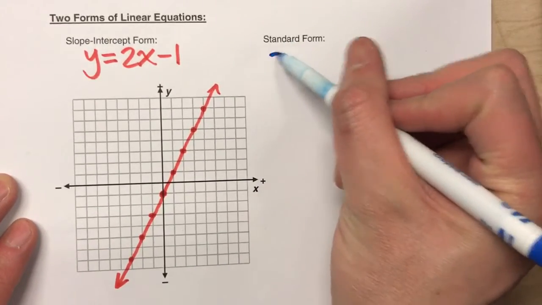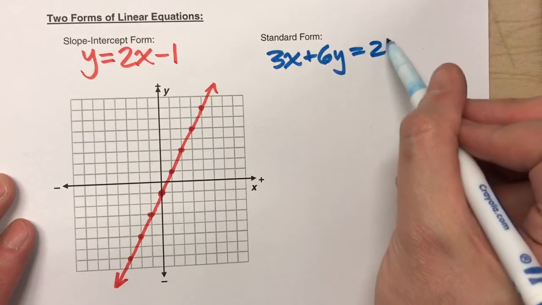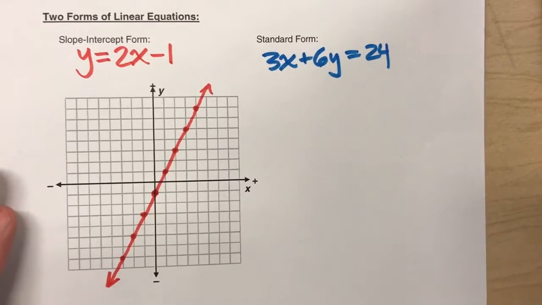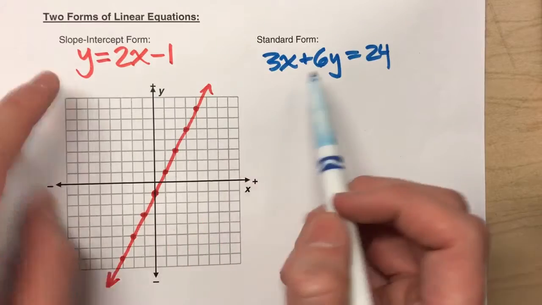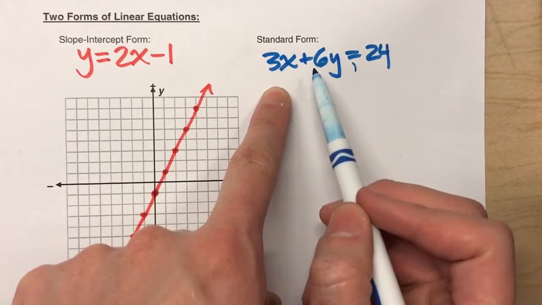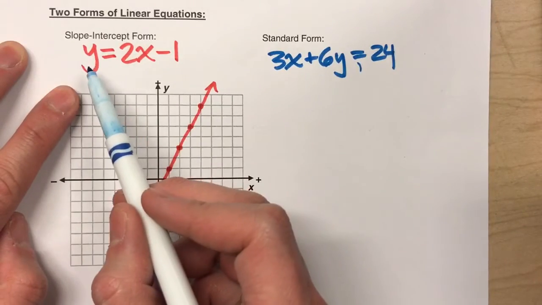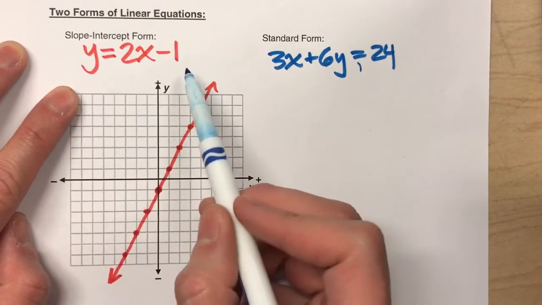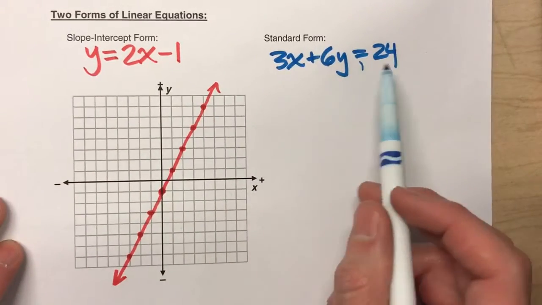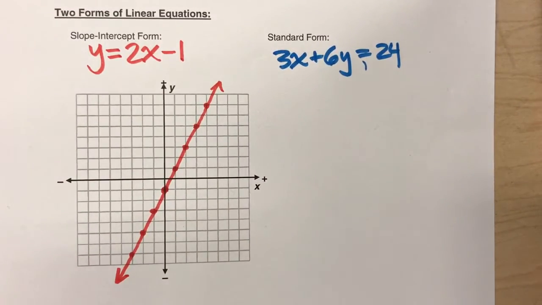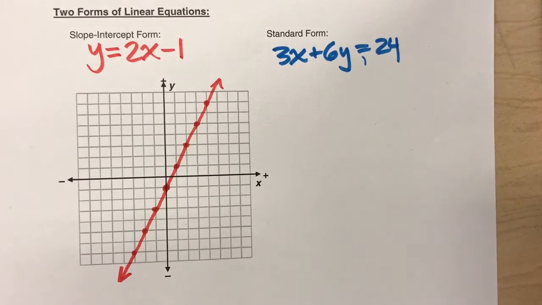The equation looked like this: 3x plus 6y equals 24. Now this is different than this equation. Notice x and y are on the same side of the equal sign, and just a number is on the other side. We're used to seeing equations with y alone on one side equal to the x and the number on the other side. So this equation in standard form is a lot harder to graph because it doesn't tell you what the y-intercept is and it doesn't tell you what the slope is.